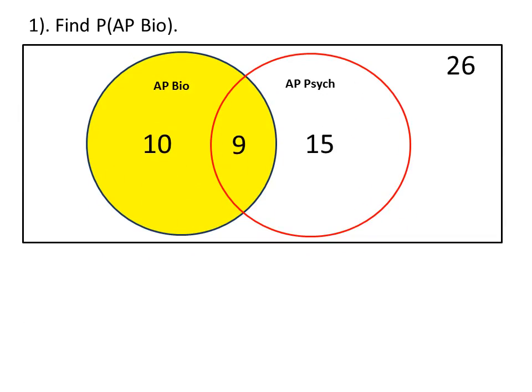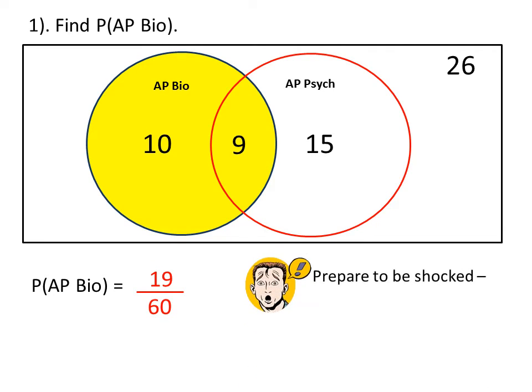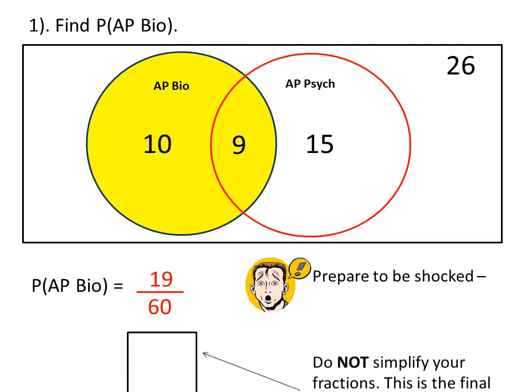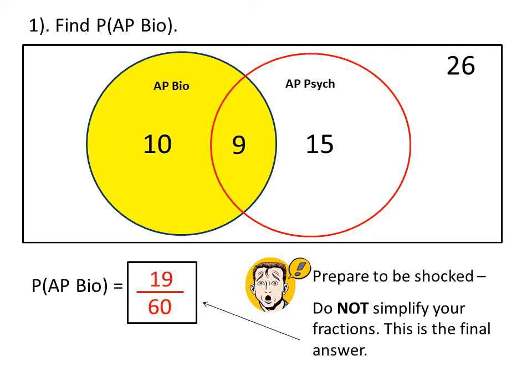So we want to find the probability of selecting one student who is taking AP Bio. These are all the students who are taking AP Bio. So out of 60 students, 19 of them are in Bio. Even though this fraction can't be simplified, we want to be aware that from now on we are not simplifying our fractions. So 19/60ths would be the final answer, or you can convert it to a decimal.